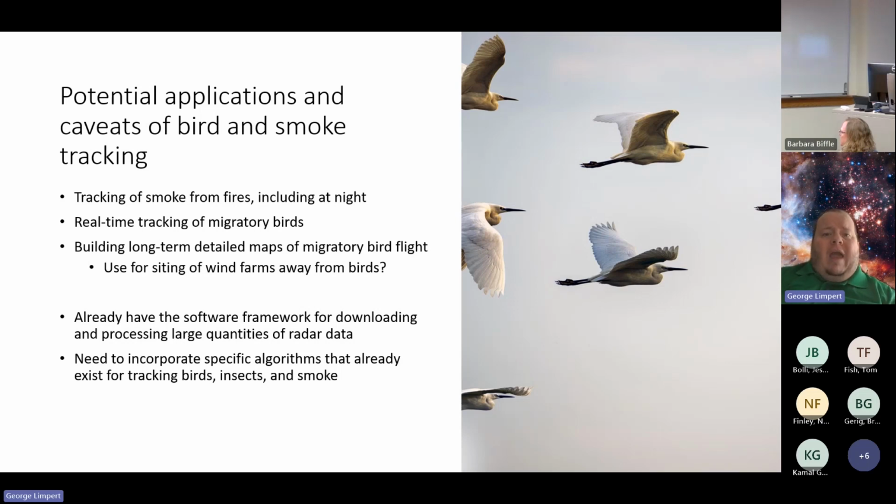And we actually have a lot of those algorithms already created. What we need to do, though, is to take this framework that we have for acquiring the radar data and processing it and incorporate specific algorithms to detect and track things like birds, insects, and smoke. Right now, what I've done is primarily focused on tracking signatures that are related to severe storms. So it's a little bit different processing, but we could fit these types of algorithms into this framework.